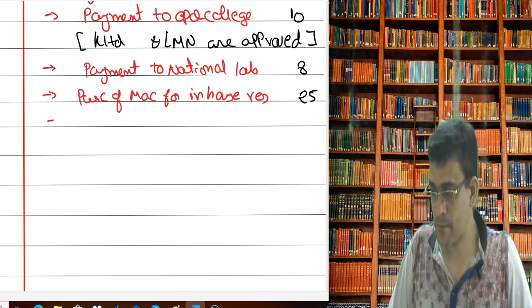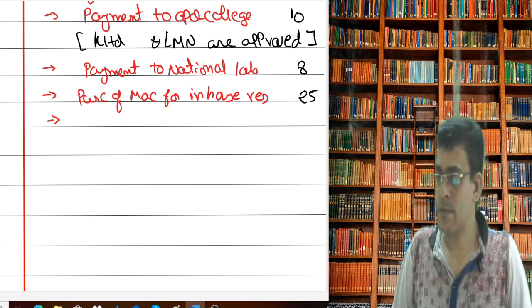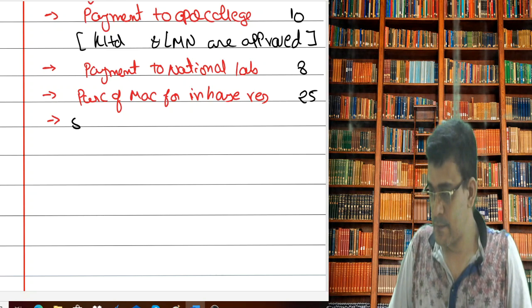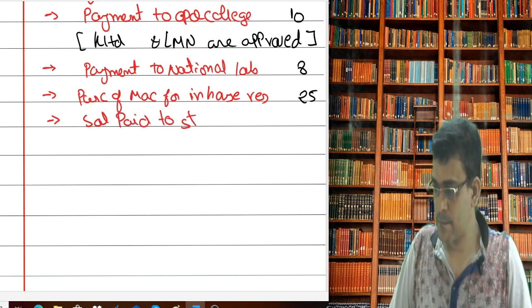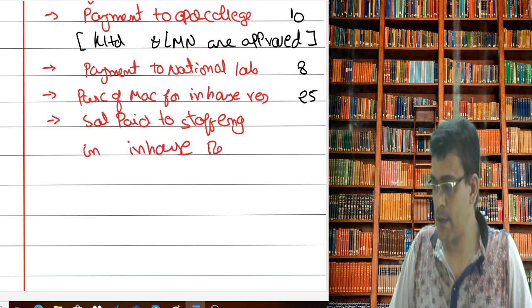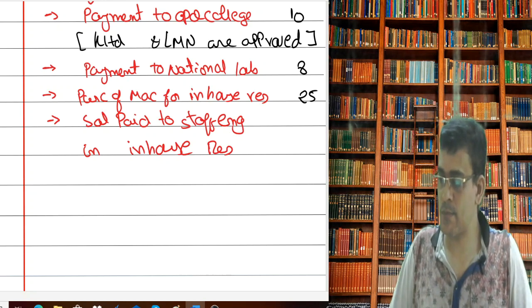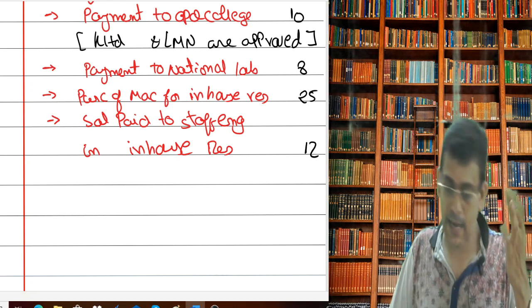Then the next one: salaries paid to staff engaged in scientific research, in-house research. That means whatever in-house research you are doing, for that in-house research you are engaging some sort of staff. For them the salary paid is 12 lakhs rupees.